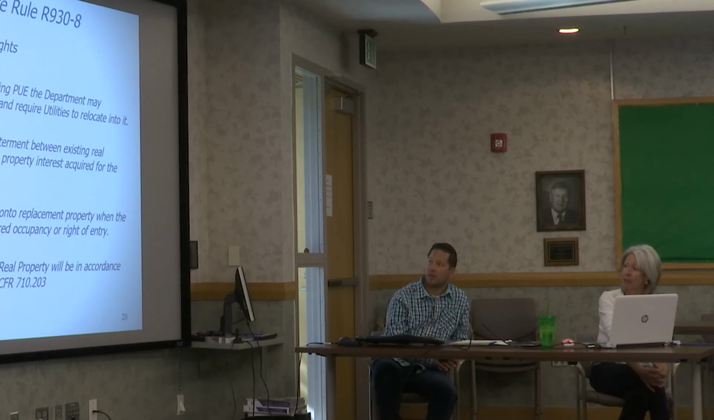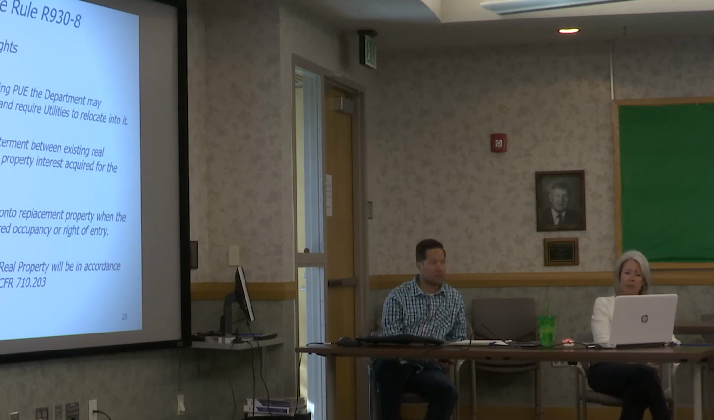Replacement of property rights. If facilities are currently in a public utility easement, the department can provide a replacement public utility easement and require the utilities to relocate into it. If there are any betterments between their existing property interest and the property interest acquired for them, they're required to pay the difference in value between those. Utilities can relocate onto replacement property when the department has a court-ordered occupancy or right of entry.